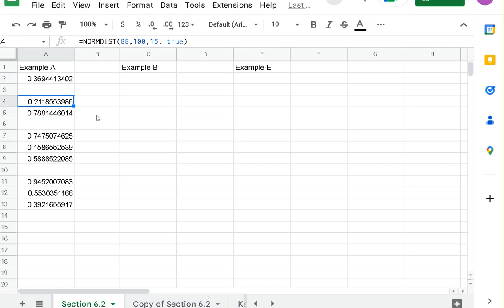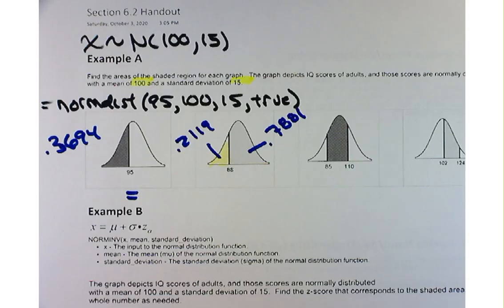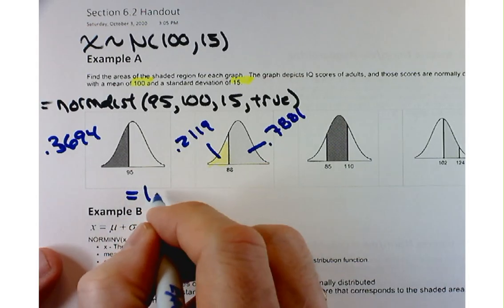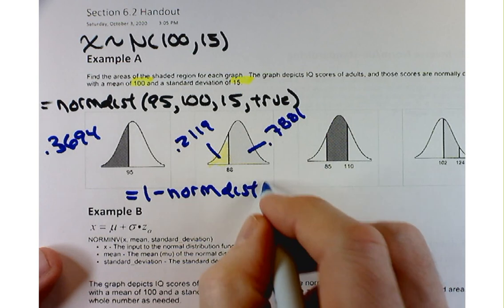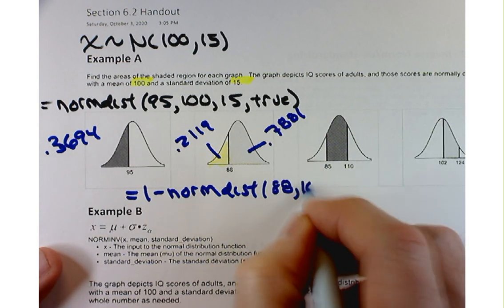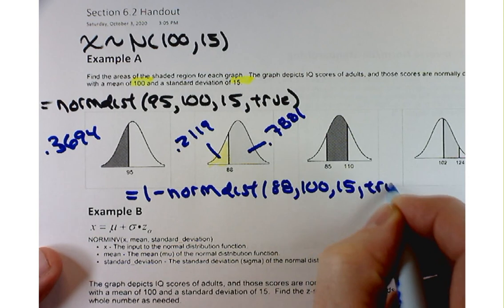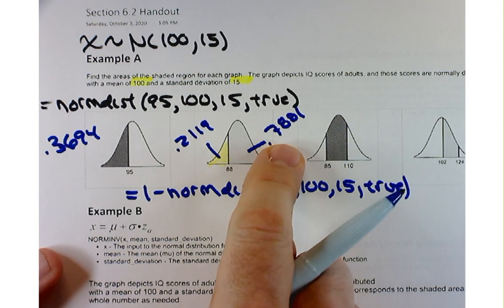So however you want to work it is up to you. On the left-hand side, or left part of this, I get the area is 0.2119, and then essentially its complement is going to be 0.7881. If you wanted to, you could do this command all in one go. You don't have to do it in two separate cells. You could just write equals 1 minus norm dist of 88, comma 100, comma 15, comma true. And that would give you that area right there.